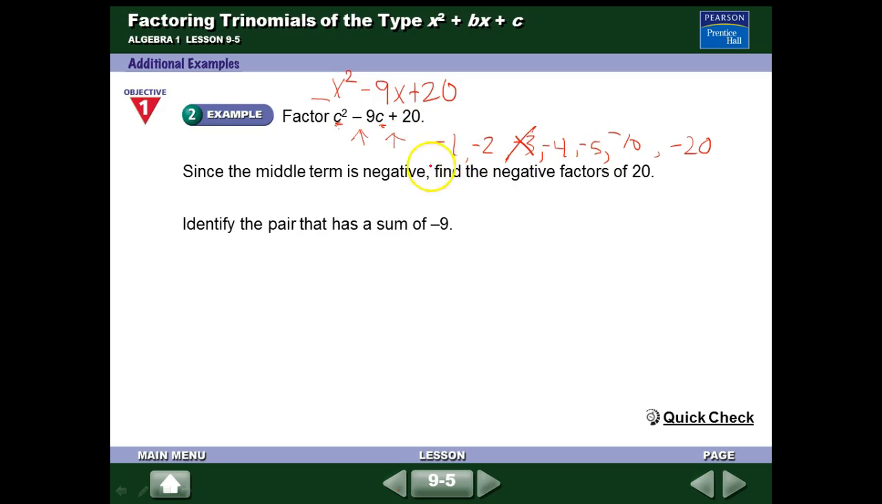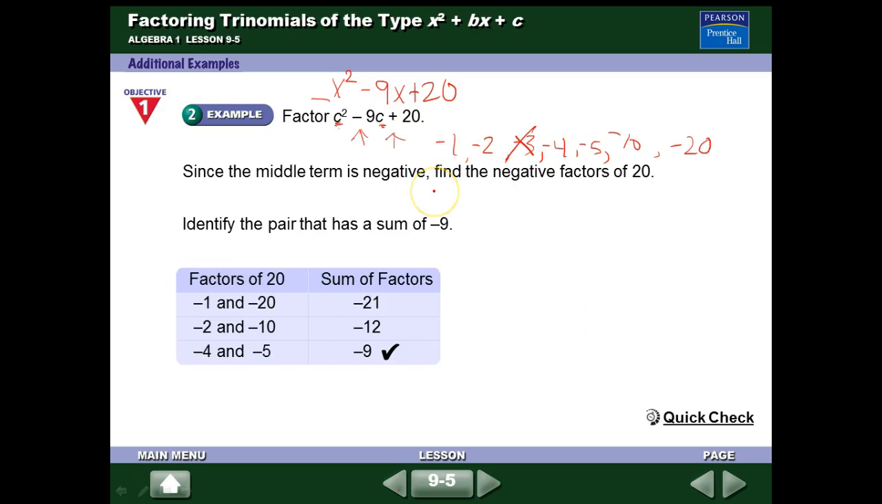Now, these are all my factors. So, as you can see here, negative 1 times negative 20, negative 2 times negative 10, negative 4 times negative 5. Now, I need to figure out which one of these adds up to my b value, that negative 9 here, that second term. Negative 1 plus negative 20, negative 21. That doesn't work. Negative 2 plus negative 10, negative 12. That doesn't work. Negative 4 plus negative 5 does give me negative 9. So I'm going to be using negative 4 and negative 5.